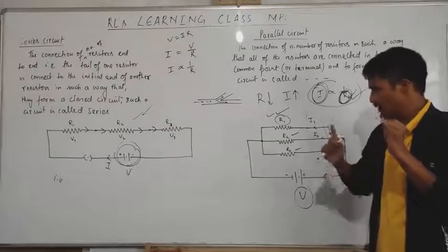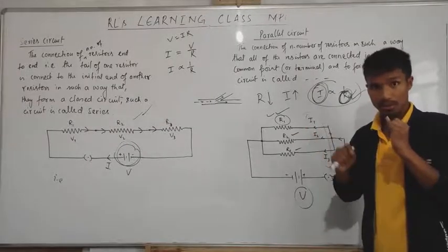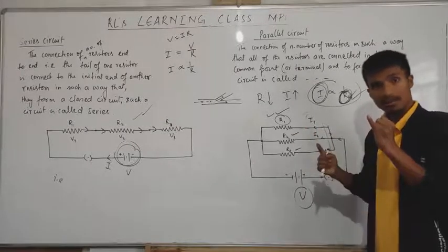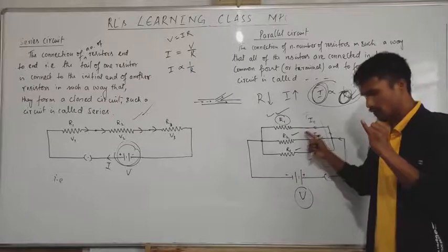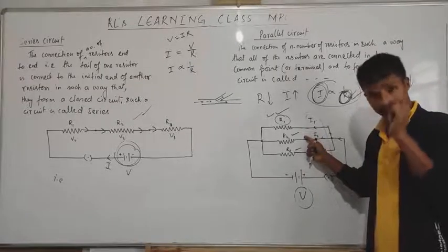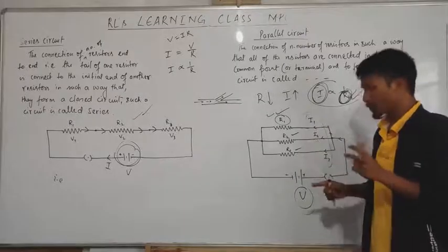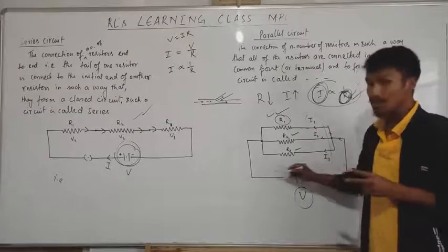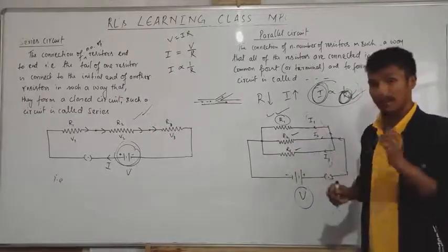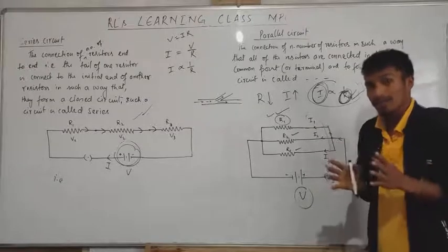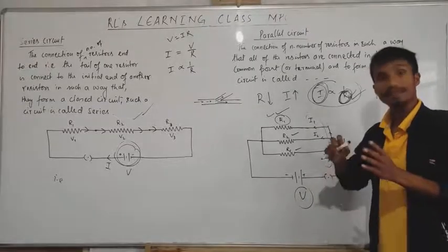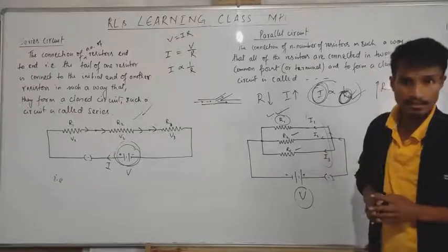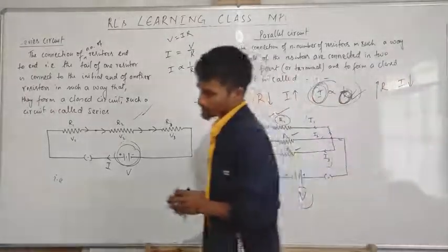Point number 1, the current is branched in inverse ratio in each resistor. Then point number 2, the voltage through all the resistors is the same, and the total or equivalent resistance is very small. Okay.